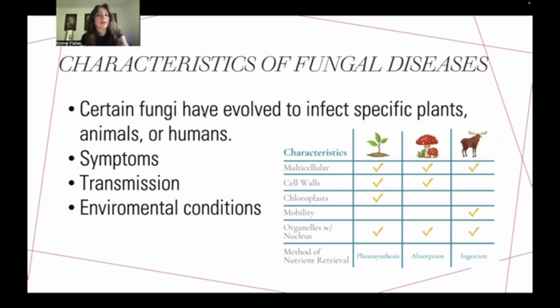The environments fungal diseases typically go for are warm and humid environments, areas with poor air circulation as well. This image down here in the bottom right shows the characteristics of plants and fungi and animals and pretty much what all they include. It's going to reveal how fungi interact with their hosts, how they invade and spread, and how environmental factors influence these processes. This knowledge helps in developing strategies to prevent and manage disease effectively.